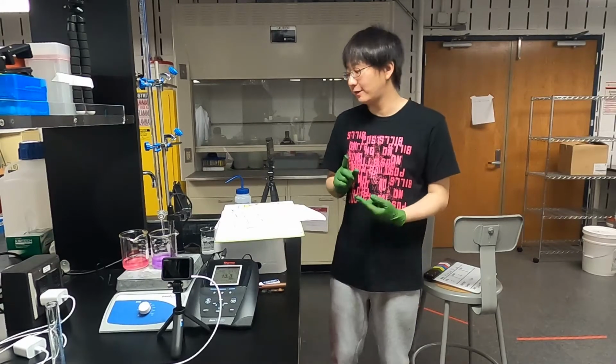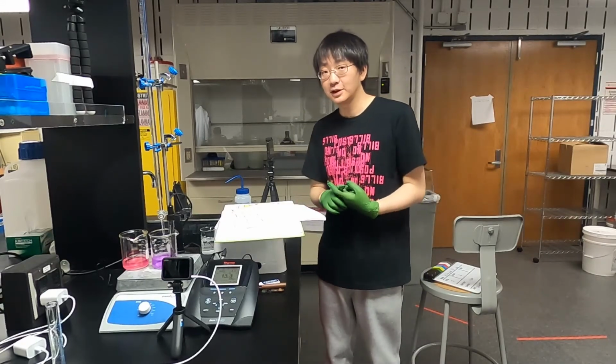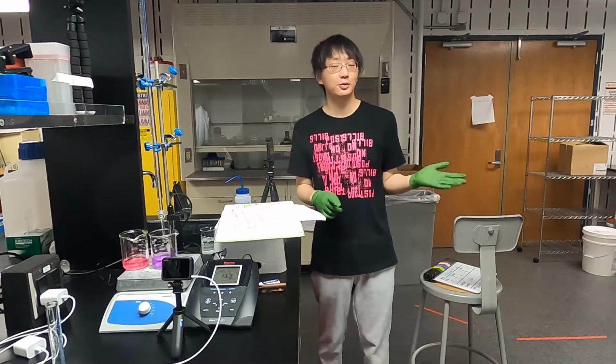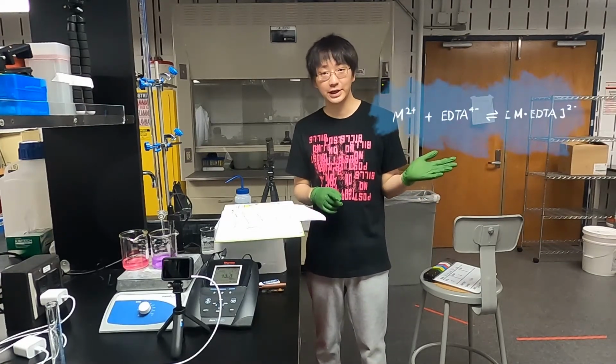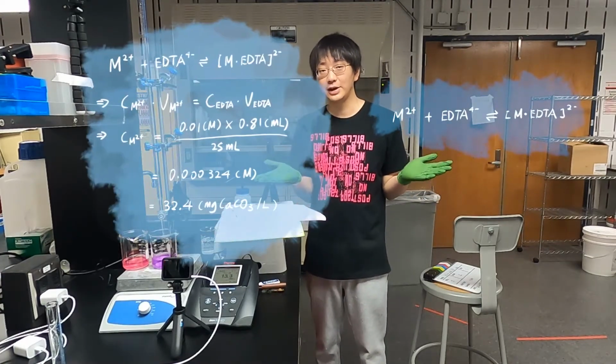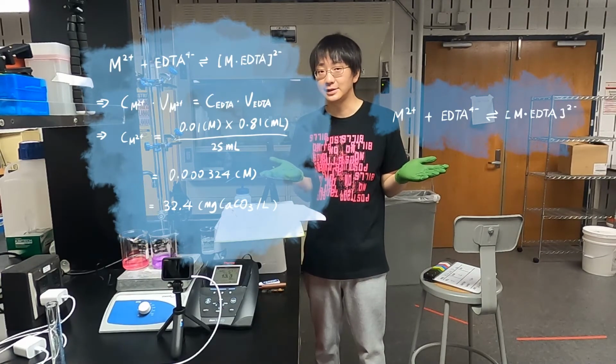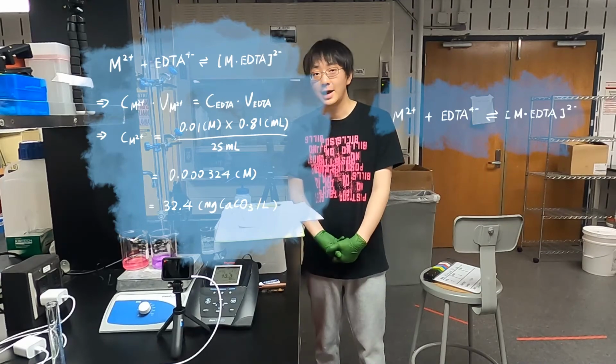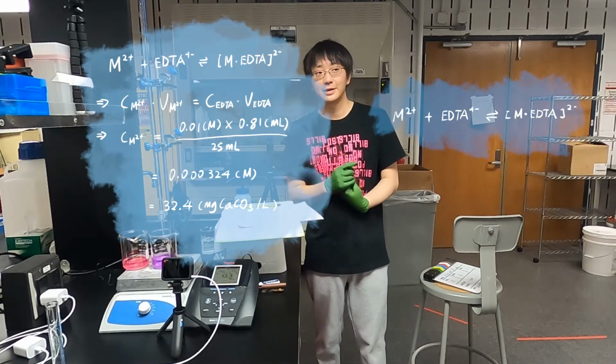So now we have the data of the volume for calcium hardness, and also recall that we have the equation here, and then we can do the calculation. We can calculate the calcium hardness in the solution. And that's it. Thank you very much.